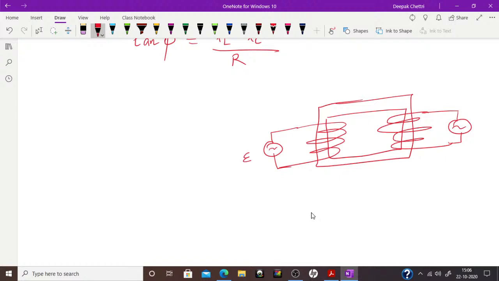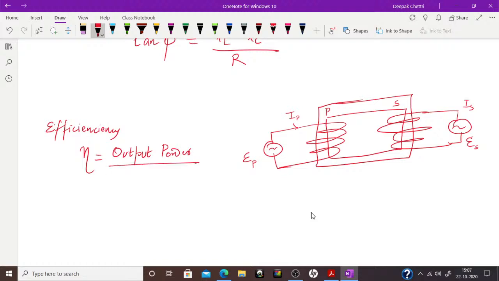So suppose this is called primary P, this is called secondary coil. So supply is EP, then current produced is IP. Suppose you get here ES secondary, and current that you get is IS, right? So the efficiency formula is eta is given by output power divided by input power. Okay, this formula I have given you, I have explained. Output power we don't know, but there is a formula for power, power is equal to E into I. So output power will be ES into IS, right?